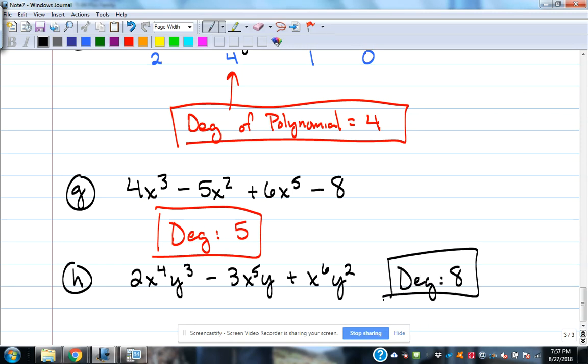So simple, you'll mess it up. Okay? Don't mess up the degree. Degree of each term, pick the biggest. That's the degree of the polynomial. Okay? All right. Next thing.